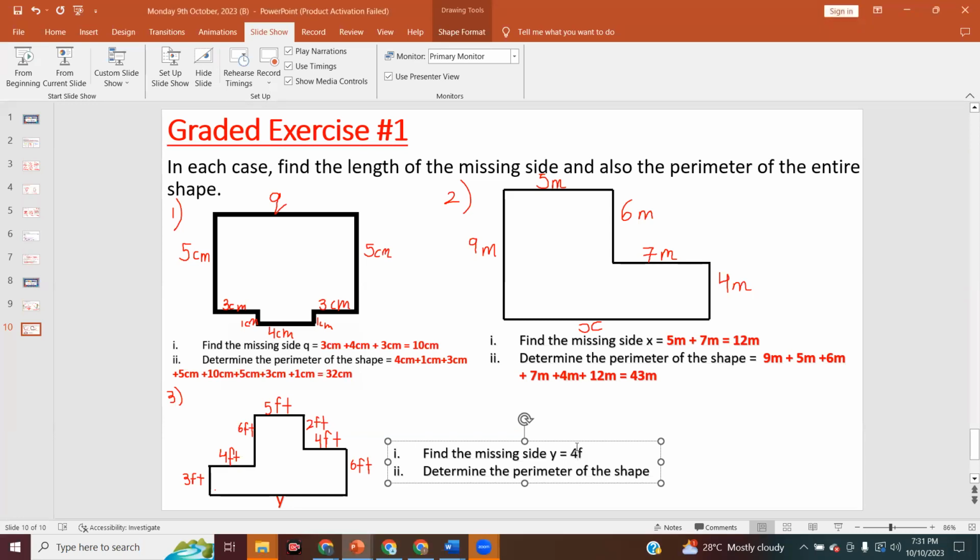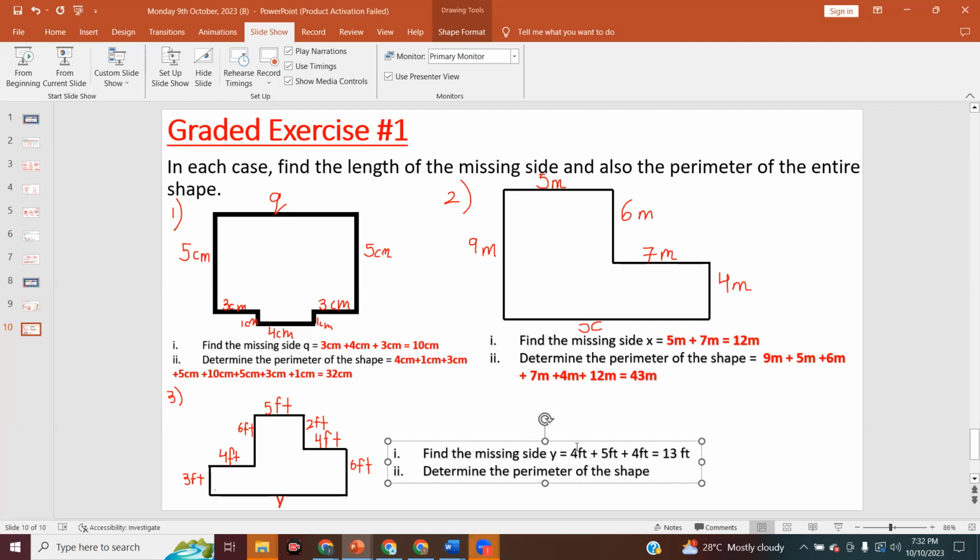5 feet. 4 feet plus 5 feet plus 4 feet plus 6 feet, right? No, sir, because the 6 feet is going straight down. Very good. So we have 4 feet plus 5 feet plus 4 feet, and that's exactly 13 feet.